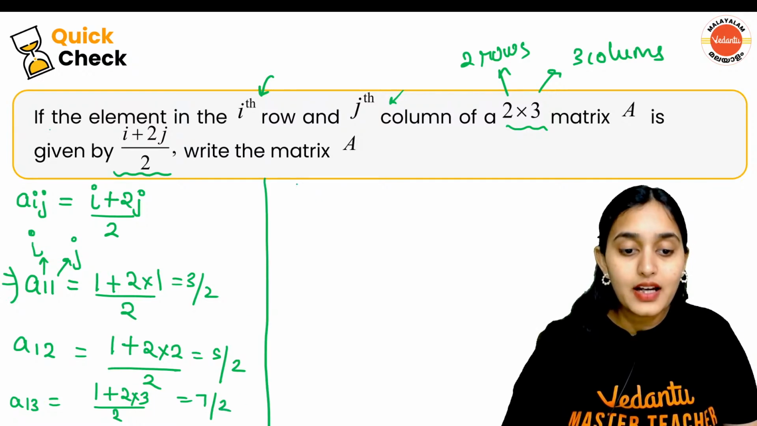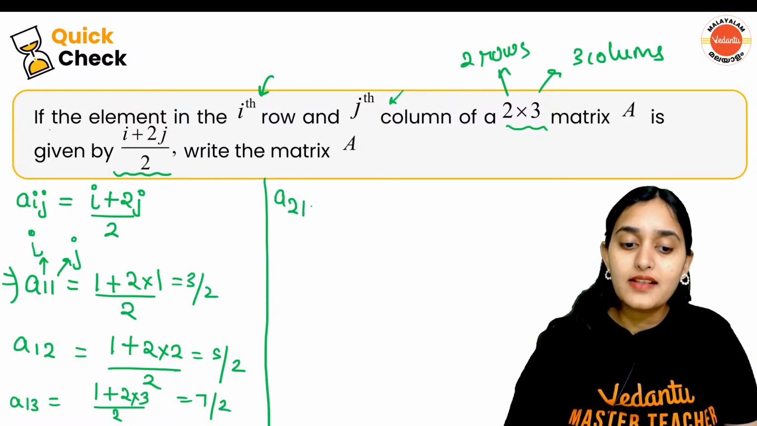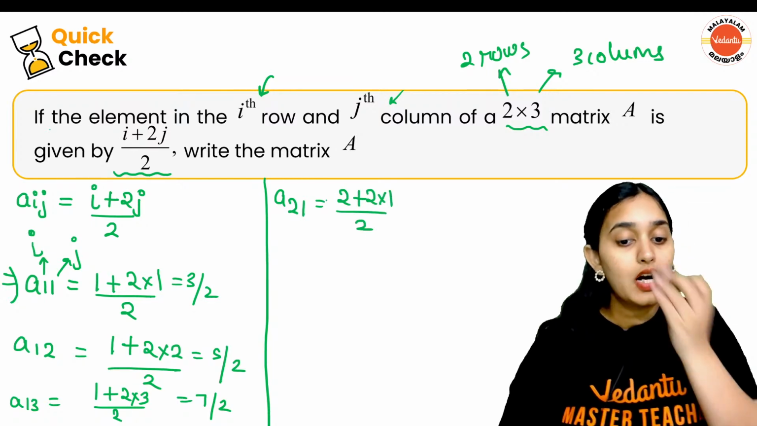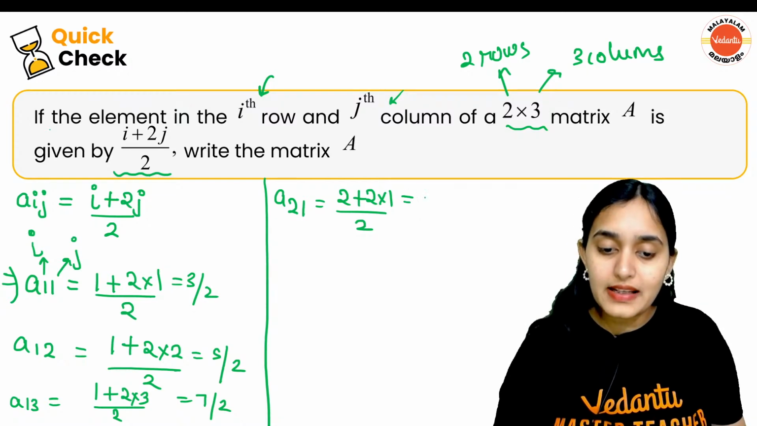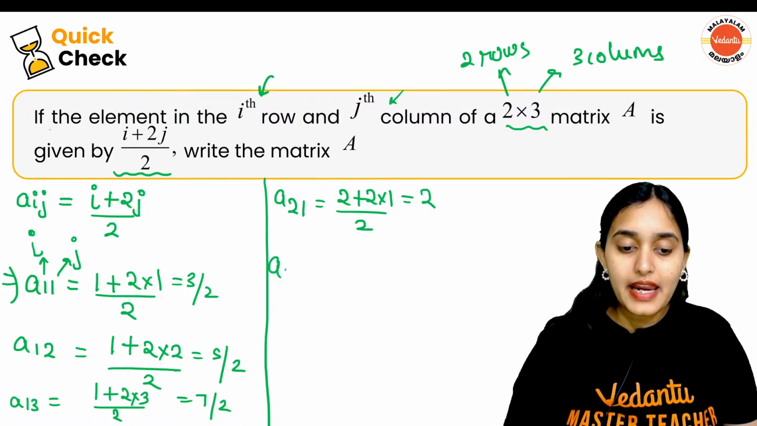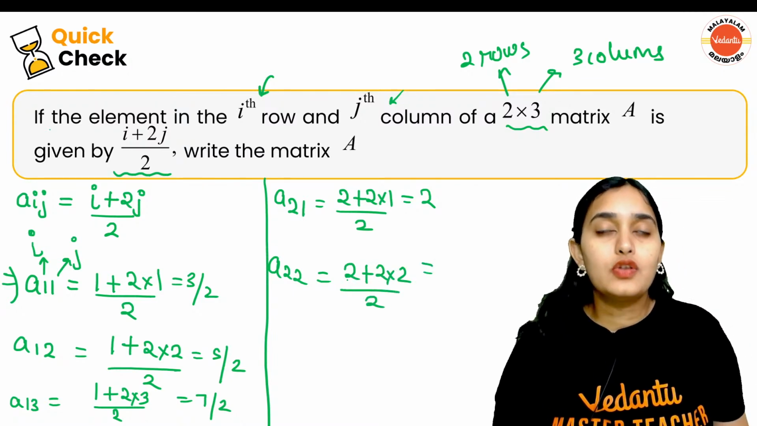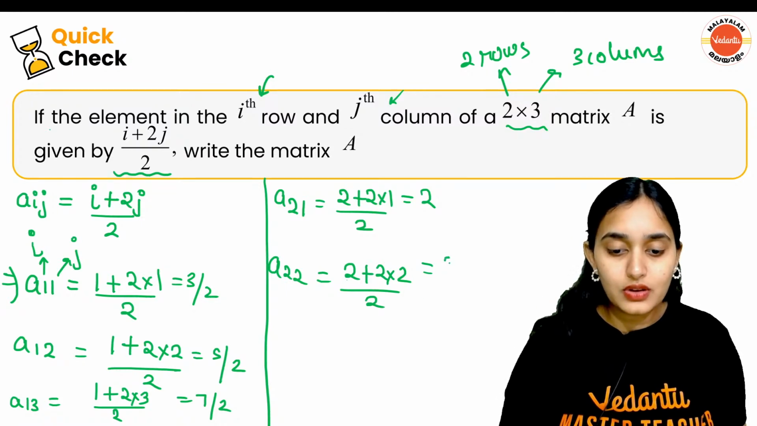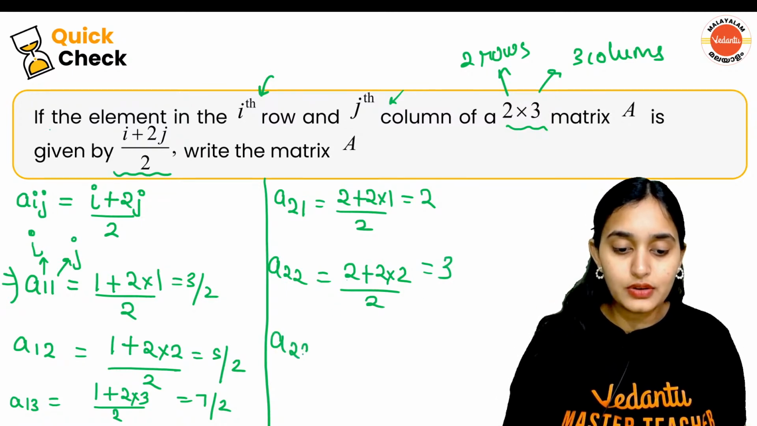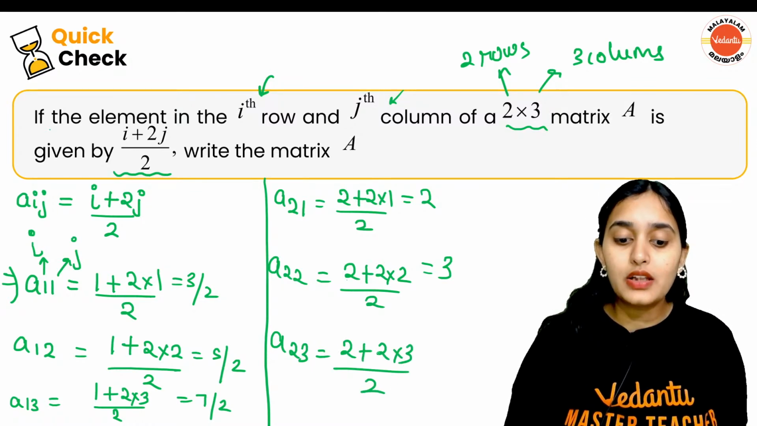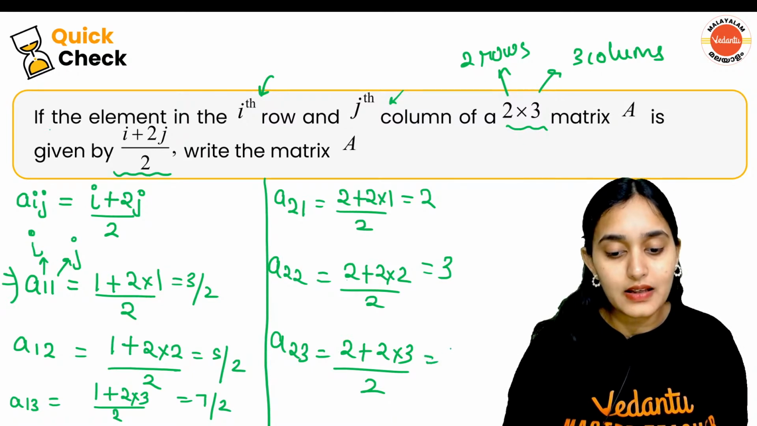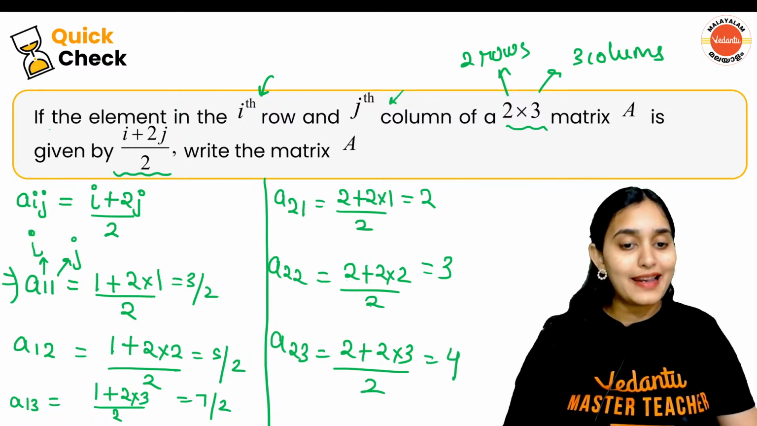Next you have second row first column. So (2 + 2 into 1) divided by 2. 2 plus 2, 4, 4 by 2 is 2. A22, (2 + 2 into 2) divided by 2. It is basically 2 twos are 4, 4 plus 2, 6, 6 by 2, 3. And A23 is (2 + 2 into 3) divided by 2. 2 threes are 6, 6 plus 2, 8, 8 by 2 is 4. So I have all the elements now.